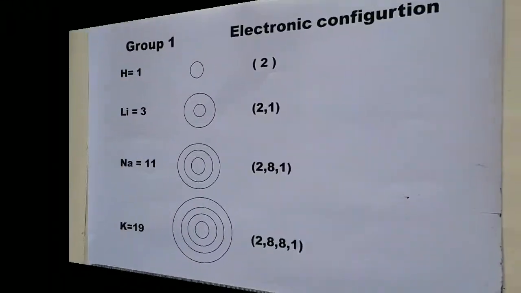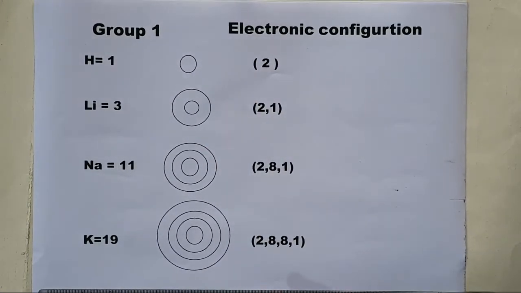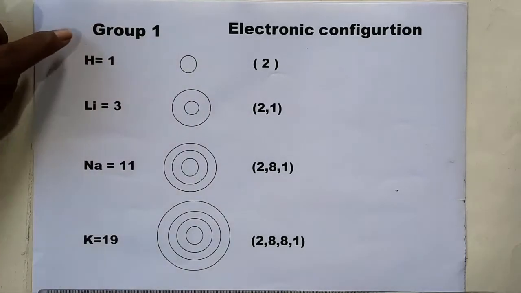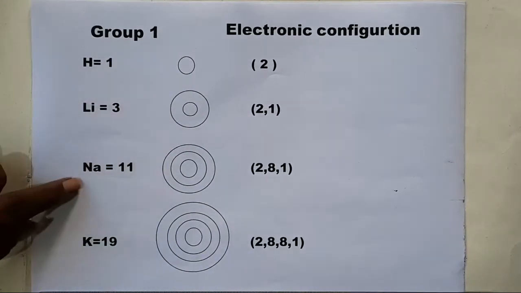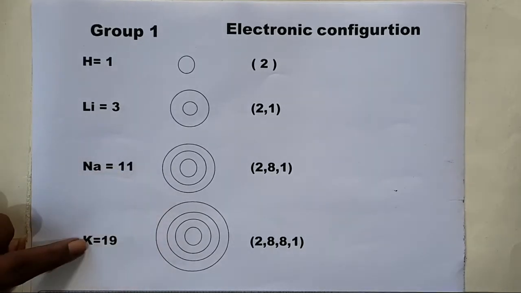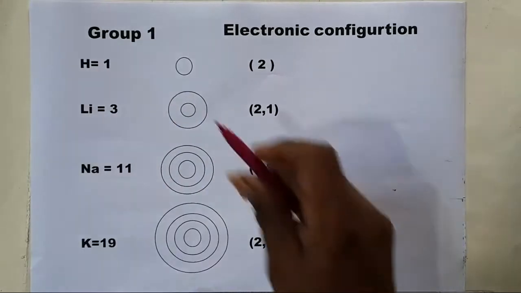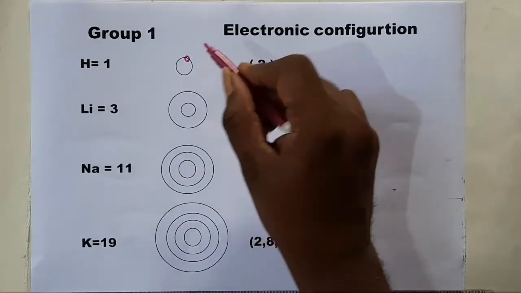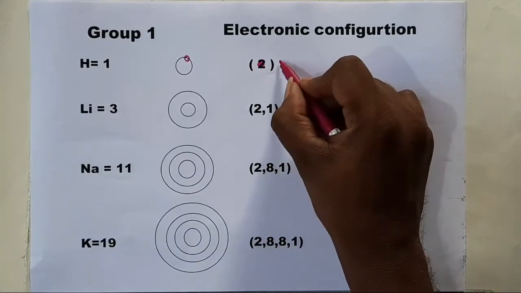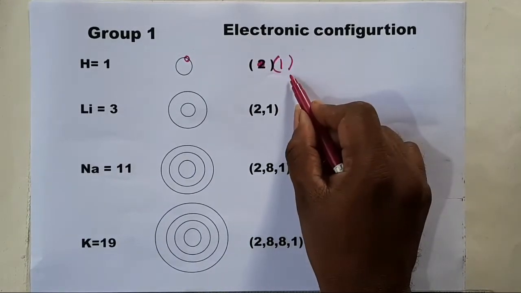The electronic configurations in periods. Now I will be teaching you about the electronic configuration. Let's say in group 1, hydrogen is 1, lithium 3, sodium 11, potassium 19. Let's say hydrogen has 1 electron. So you can write it as 1. This is the electronic configuration.